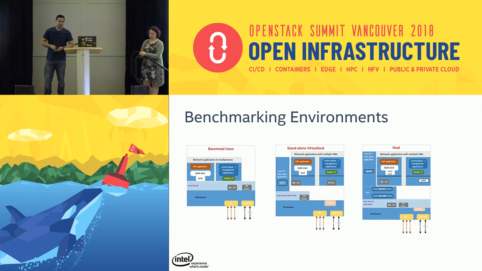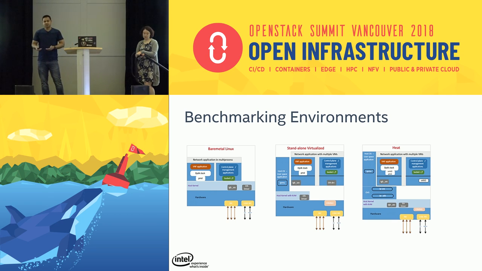The benchmarking environments which NSB gives you are bare metal, standalone virtualized, and managed virtualized. In this case, I mentioned Heat here, but it can be any orchestration, Kubernetes also. For bare metal, all the three environments are basically NFVI context here. That means your application is running on a bare metal environment, or it's running on a VM which you have provisioned using libvirt. You have done the core pinning and all the optimizations, selected the best data paths like SRIOV or OVS-DPDK, and you can get the results.